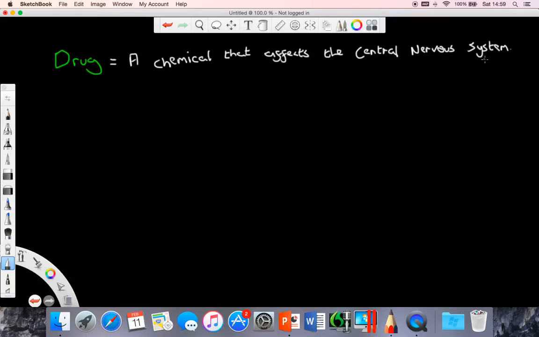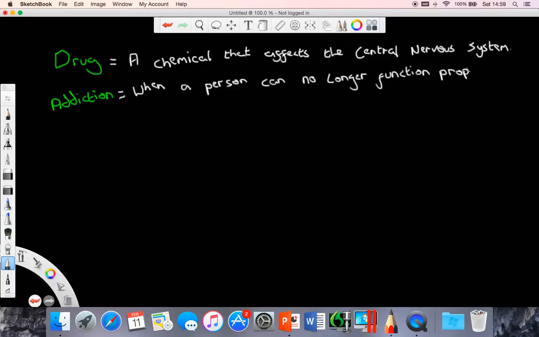the central nervous system being the brain and the spinal cord. Certain drugs can lead to addiction. Okay, so certain drugs can lead to addiction. Now, addiction is defined as when a person can no longer function properly without a drug. So addiction is defined as when a person can no longer function properly without taking the drug. Okay.